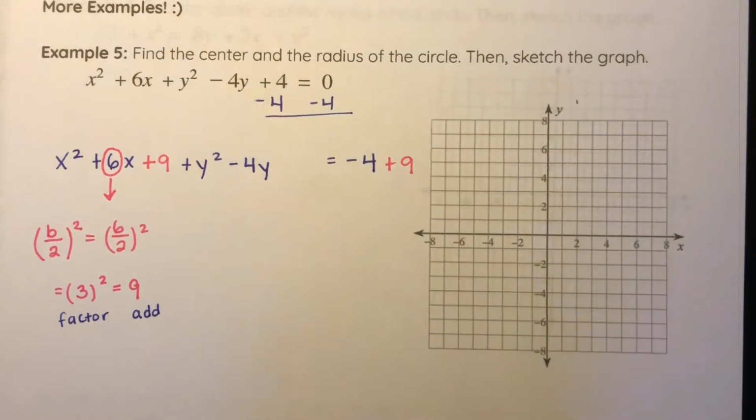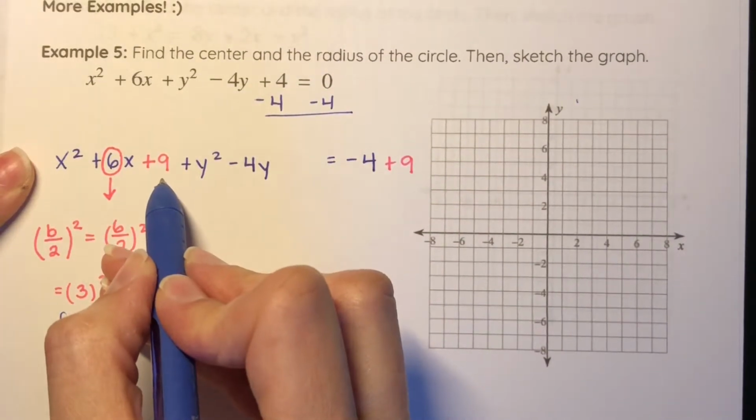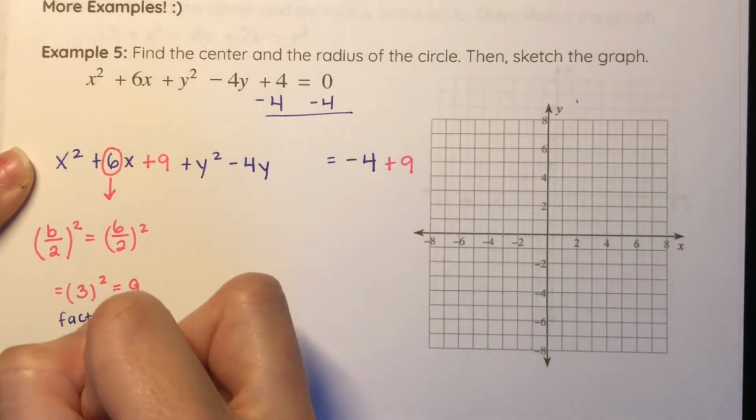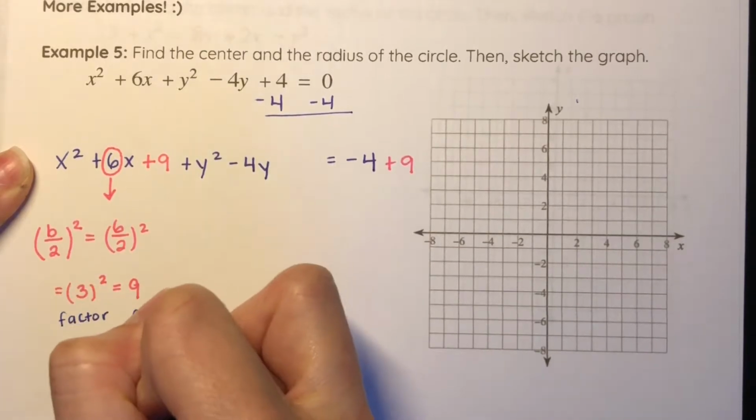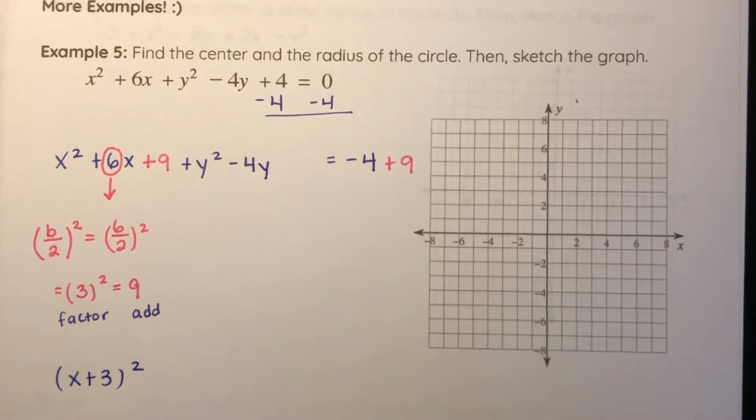Then I know the x's are good to go, they are done. So I can rewrite this expression as a perfect square. That will be x plus 3 squared. And then once I do my y's, I will do the same thing down here.